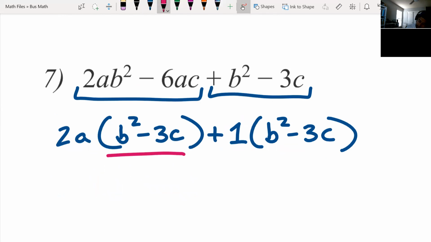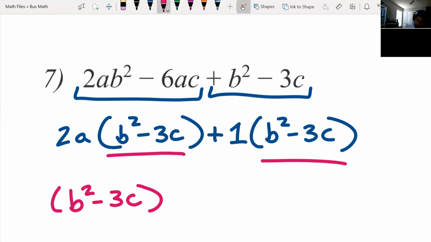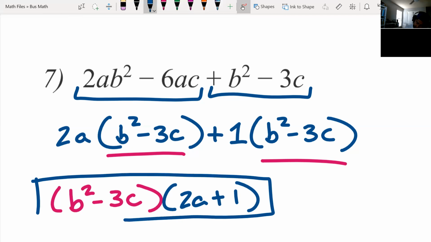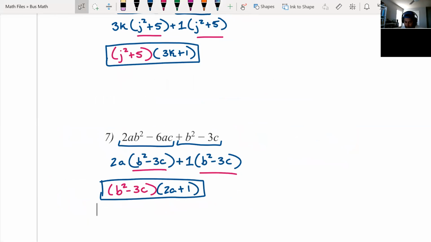Okay, common factor, factor it out. And what's left over? 2a plus 1. There you go. Perfect.